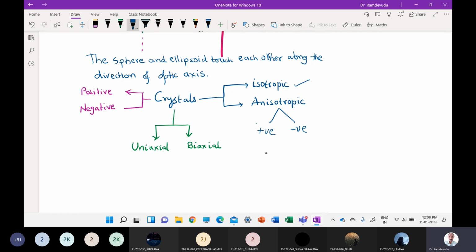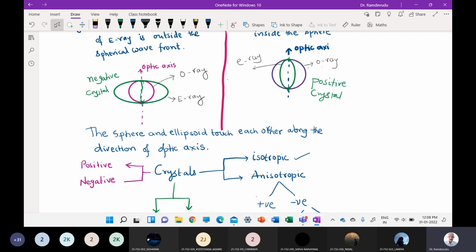And in positive crystals, we have seen that the E ray moves slower, and in negative crystals the E ray moves faster. These crystals can again be classified into two categories: uniaxial crystals and biaxial crystals. This relates to the optic axis, which we have so far not defined, and we will now define what the optic axis actually is.